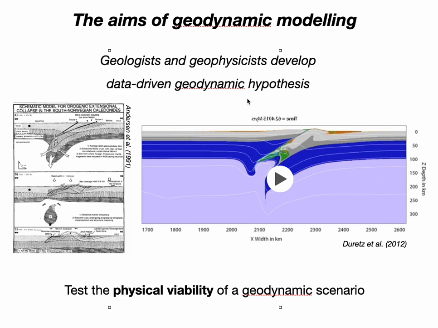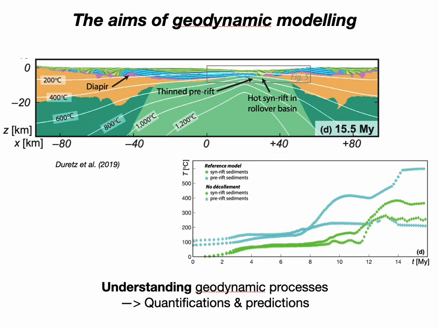So this is something that could also be obtained in a physical model. The geodynamic model here is useful to check the physical viability of a conceptual geodynamic scenario. That's one of the things that one can do with geodynamic modeling. Another type of activity that one can do with geodynamic modeling is also to quantify and predict some variable of interest.